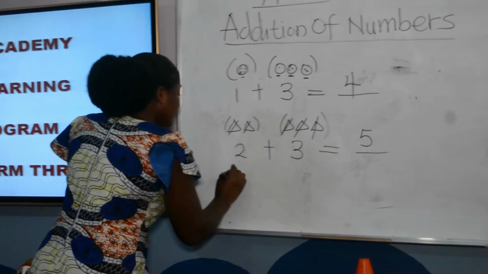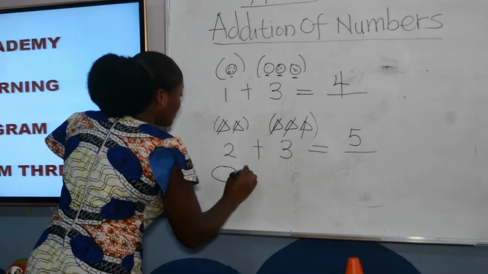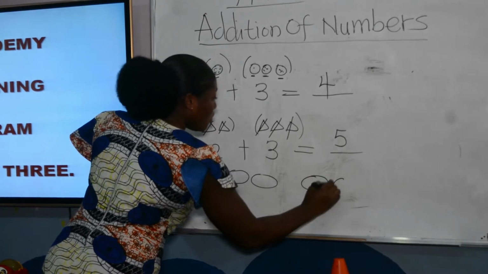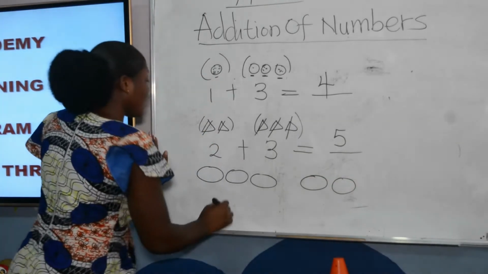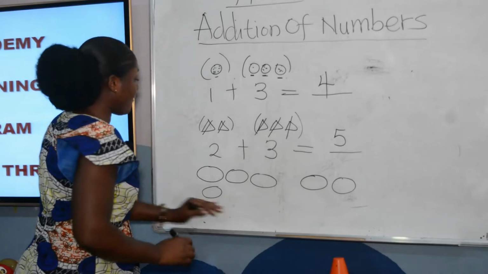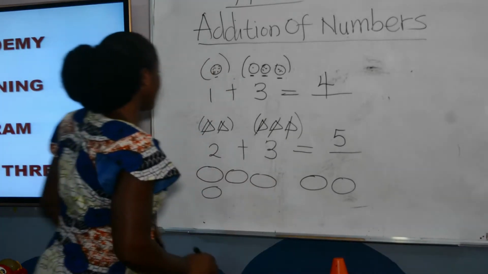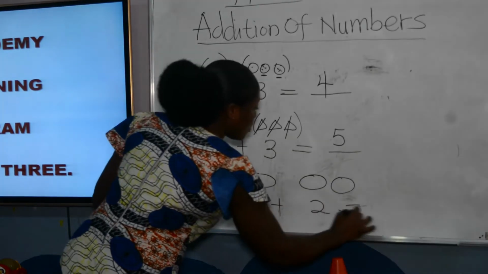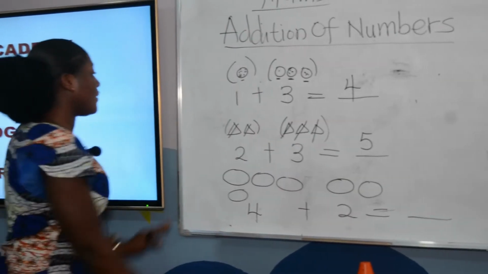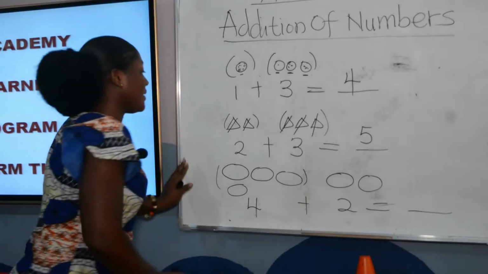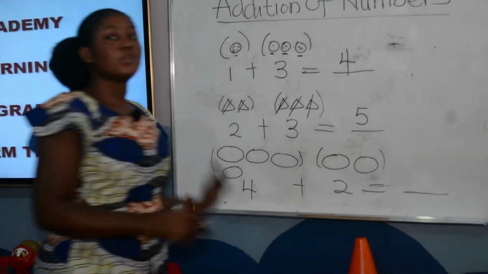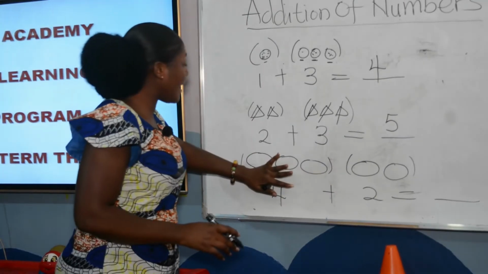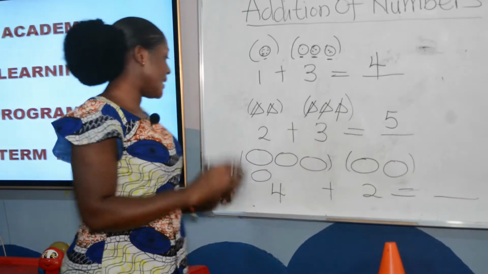Now let's try our hands on another one. We have circle. This is oval. We have three ovals. Then we also have two ovals. Okay, let me add one to this one. We have 4 ovals here, 2 ovals here. Now we have 4 plus 2 equals. Now let's solve this one. Don't forget, I said this is group 1 and this is also group 2. So we are putting together. Addition means put together. So we are putting group A and group B together. Let's see what we get.